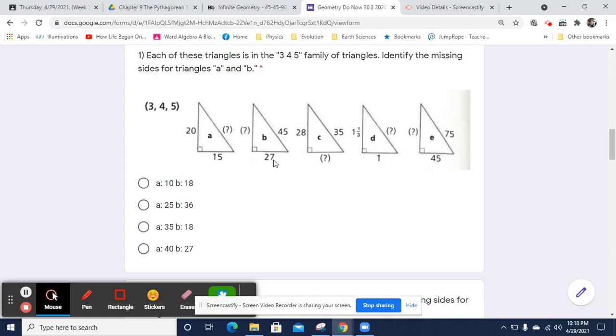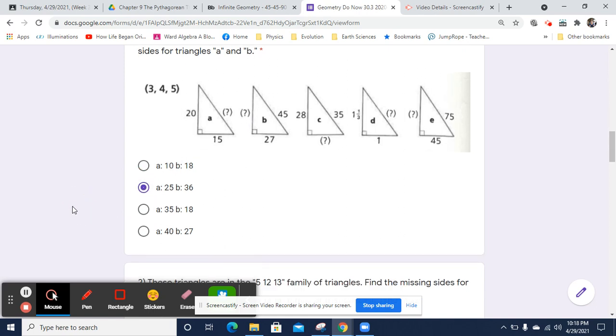And this one, this is going to be the 3, and that's going to be the 5. These have both been scaled up by 9. So the 4 will be scaled up by 9 as well. So 4 times 9 will be 36. So 25 and 36 are the missing sides there.